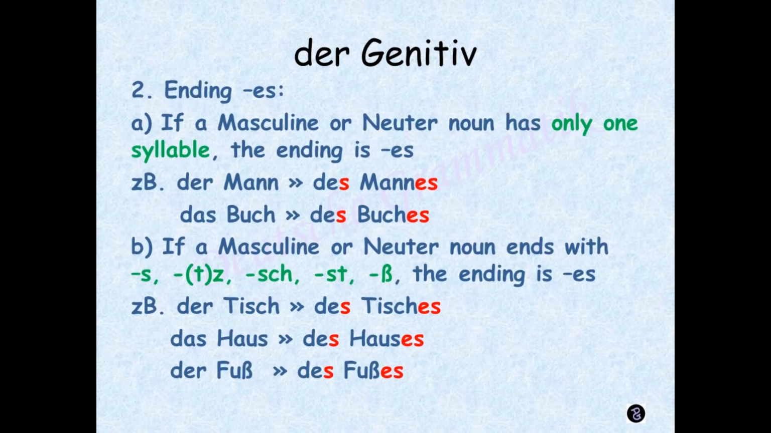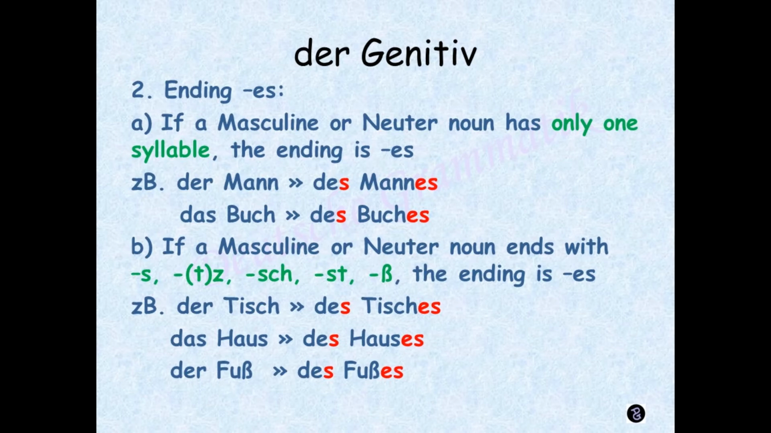The next case is ending es. If a masculine or neutral noun has only one syllable, it gets an ending es. For example, der Mann becomes des Mannes, das Buch becomes des Buches.